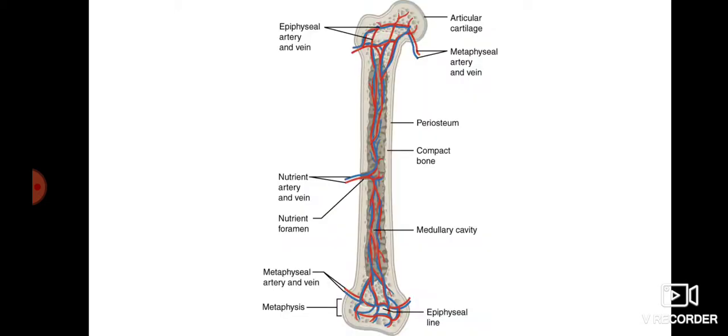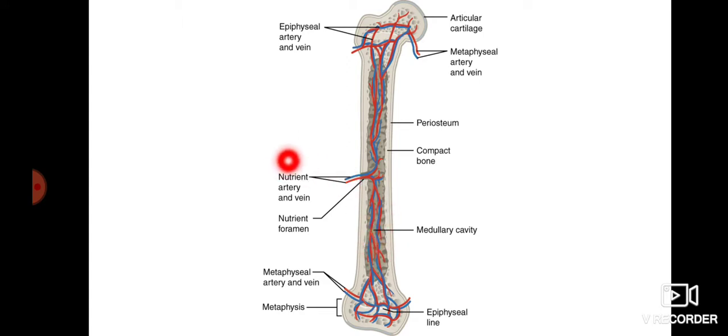Now we'll see the blood supply of the bone. The blood supply of the bone consists of 4 different sets. One is the epiphyseal artery that supplies the epiphysis. Here also one epiphyseal artery, and the proximal part also has one epiphyseal artery. Then the metaphyseal artery. The metaphyseal artery supplies the metaphyseal area, and here also one metaphyseal artery comes.